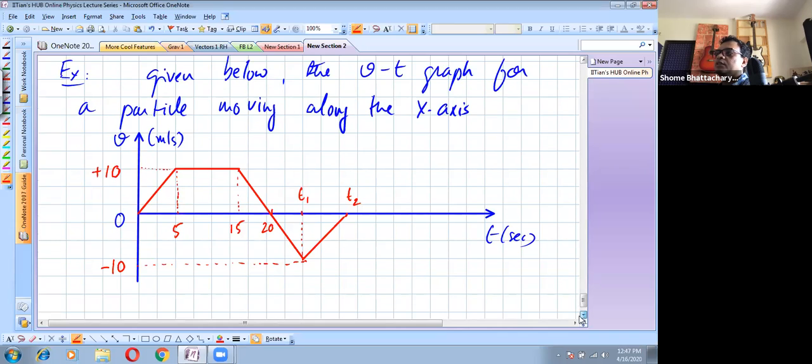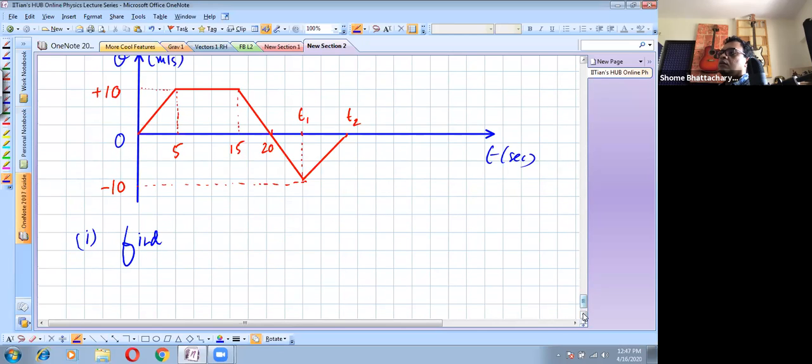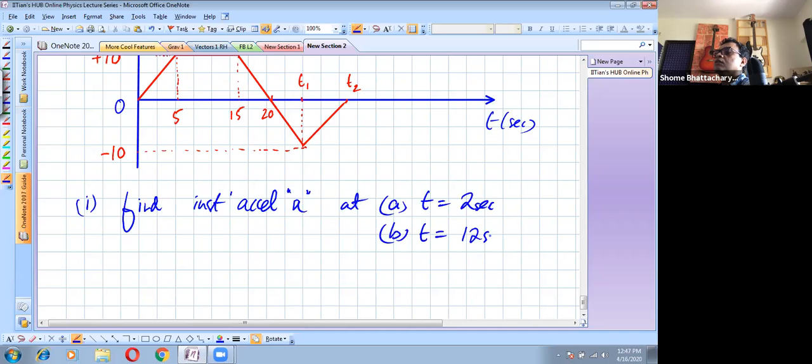So this is going to be one of those questions where through the question we will learn a lot of things. So first of all, what we have to do here is find the instantaneous acceleration, the acceleration at t equal to 2 seconds, t equal to 12 seconds, t equal to 17 seconds, and t equal to 22 seconds.